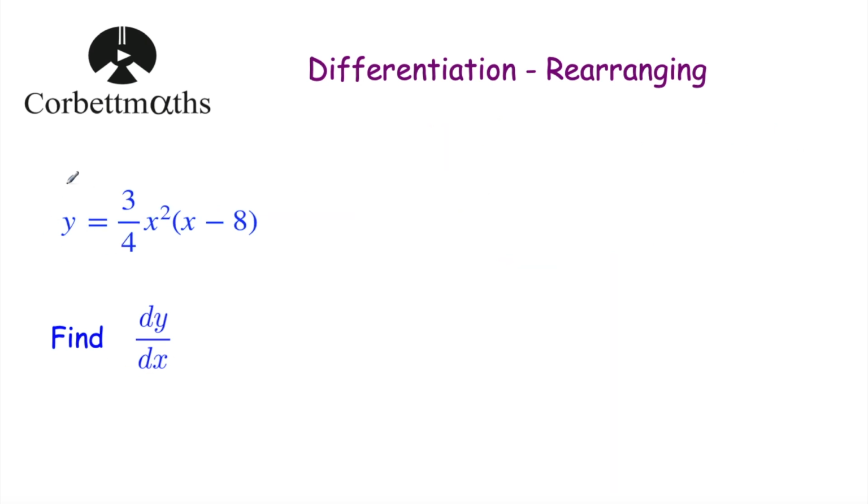Okay, our next question, we've been given that y is equal to 3/4 x squared, brackets, x minus 8, close brackets, and we've been asked to find dy by dx. So we want to differentiate this. Now before we differentiate, we're going to expand our brackets. So let's write out y equals 3/4 x squared, then in brackets x minus 8. So we're going to times everything in this bracket by 3/4 x squared.